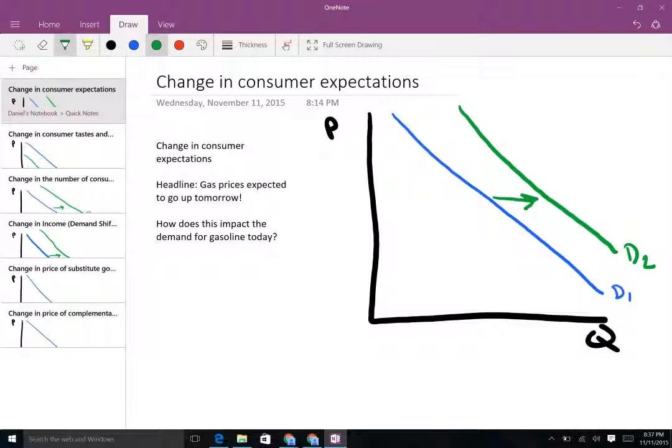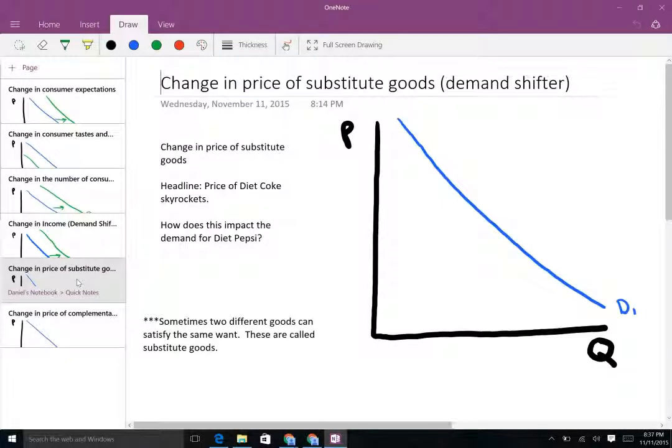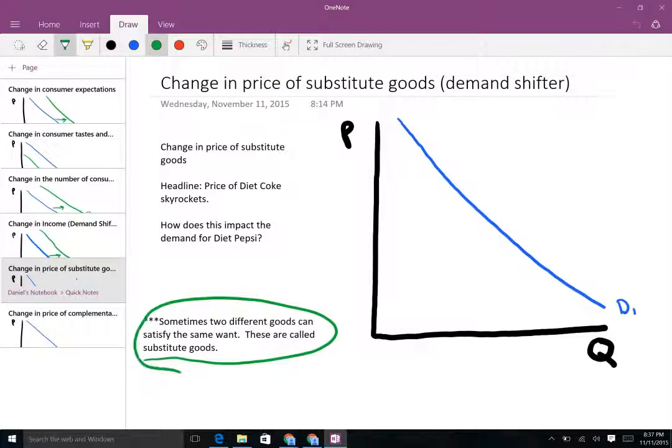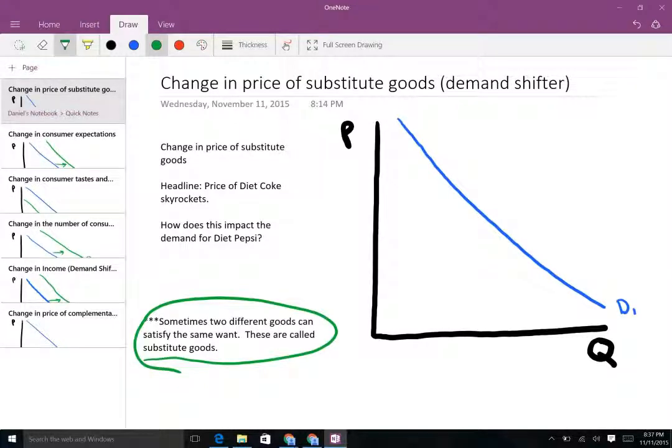Our fifth shifter is a change in the price of substitute goods. Quick note here, I want you to take a look at. Sometimes 2 different goods can satisfy the same want. These are called substitute goods. So they're goods that are very similar and they can stand in for each other. So here's our headline, our fake headline. Sorry to the Coca-Cola company for making something up about you.